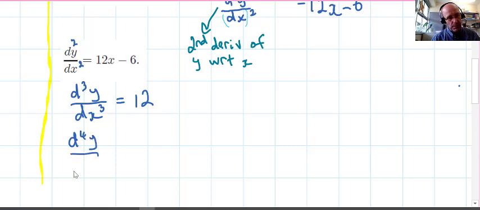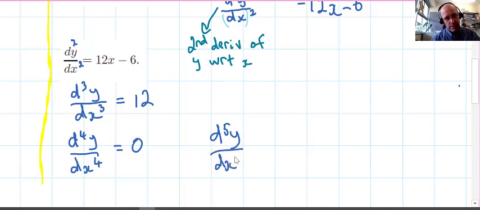The fourth derivative, pretty rarely used, would be 0. And in fact, if we kept going, what would be the answer to all of the derivatives beyond that for this particular function? It would be 0 again. So the rate of change of 0 is 0. It's a constant. Okay, so let's have a look at the graphs of that.